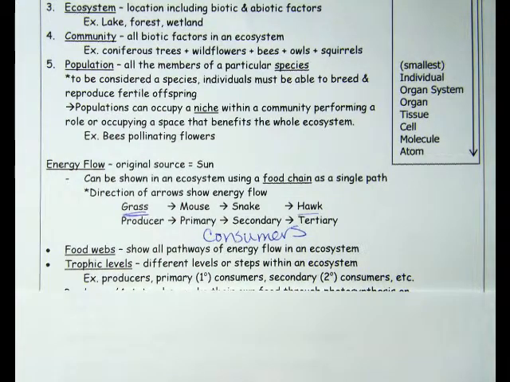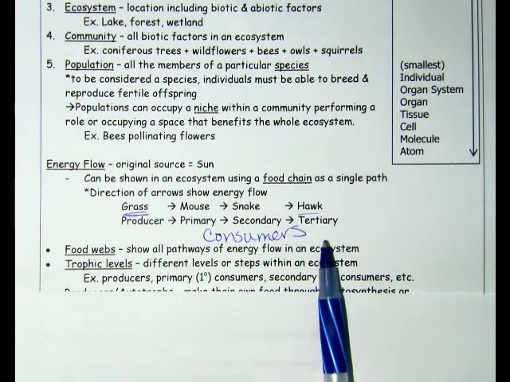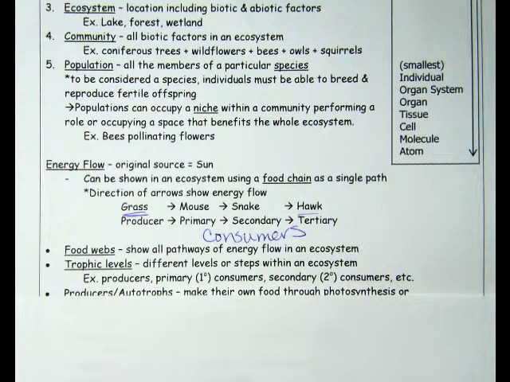Tomorrow we'll be looking at a food web for an ocean ecosystem. And we'll see that sometimes we won't stop at tertiary. Sometimes we can go up to a fourth order, which would be a quaternary consumer, or even a fifth order consumer, which is quinary.